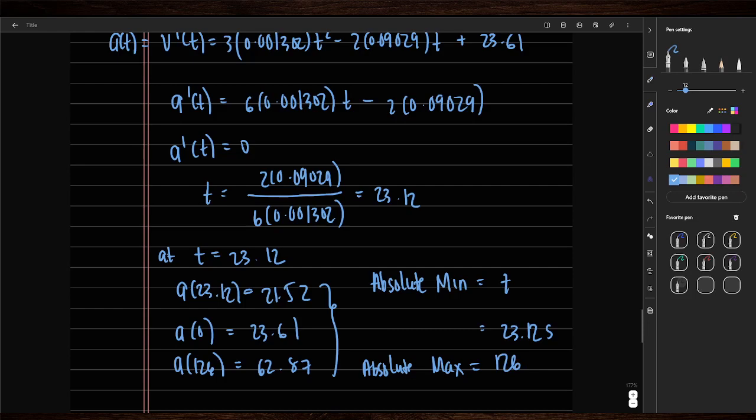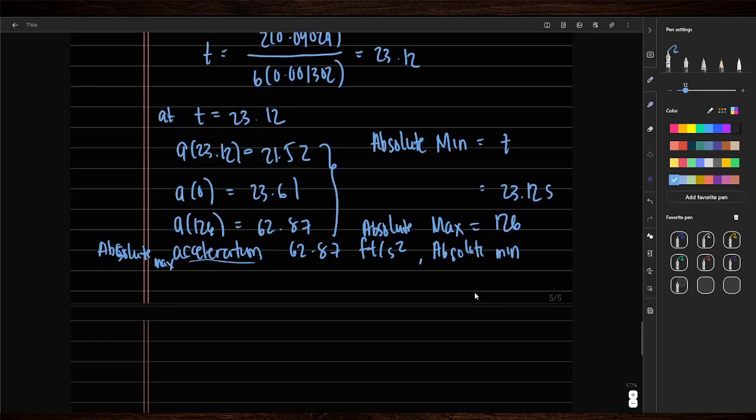By conclusion, the maximum acceleration that we could get would be around 62.87 feet per second squared at the time of 126 seconds, and the absolute minimum acceleration would be around 21.52 feet per second squared. So that's it for this application.